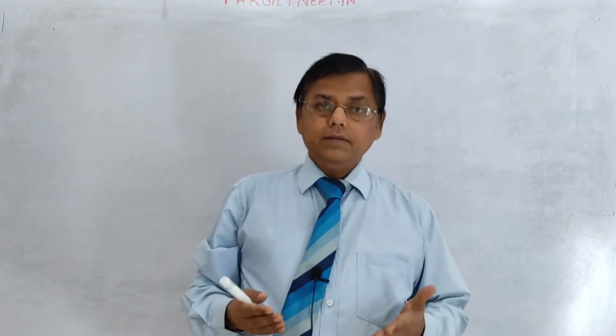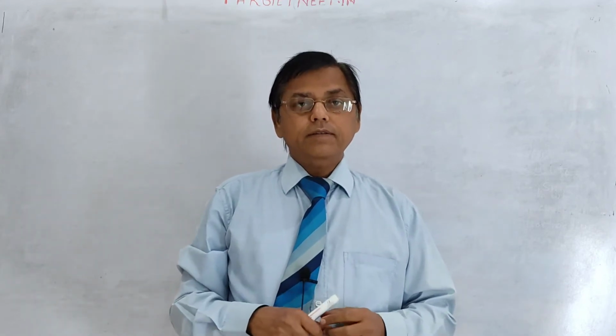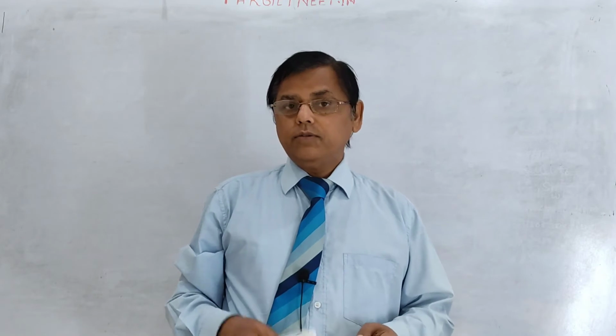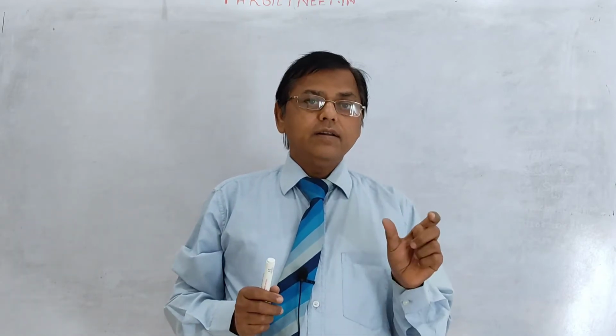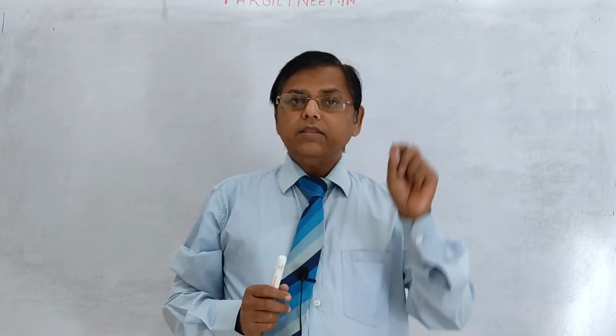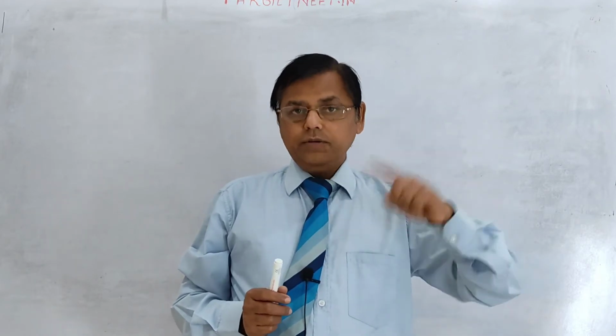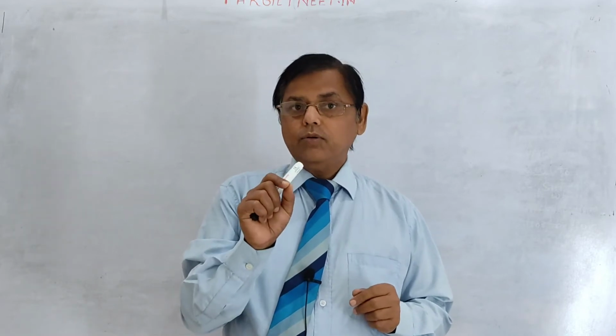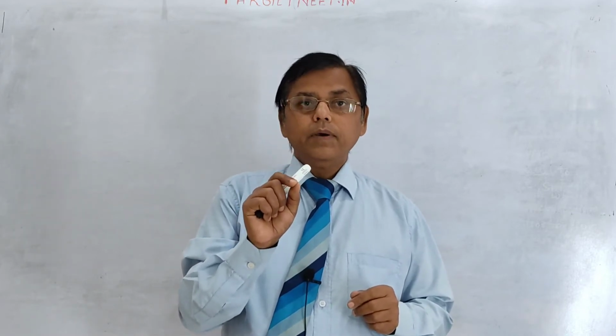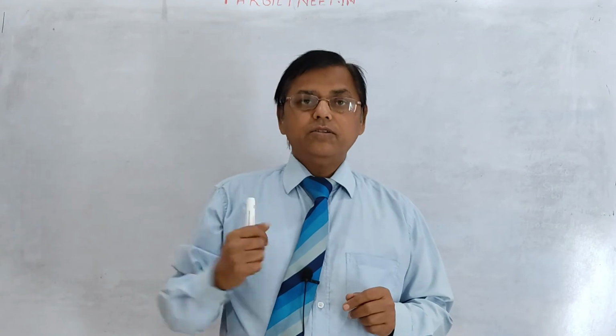Regarding lenses, there are two types of lenses. One is called convex lens, the other is called concave lens. Convex lens is thicker in the middle and thinner at the edges, while concave lens is thinnest at the middle and thicker at the edges.